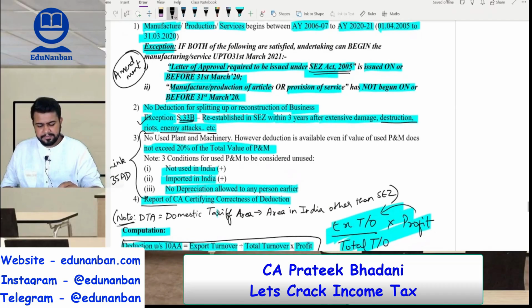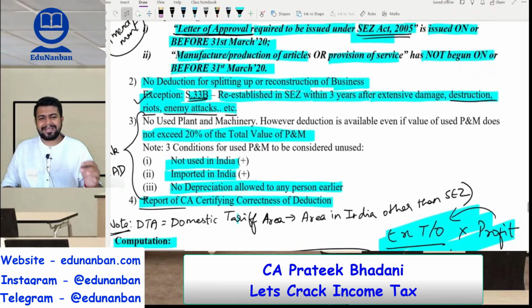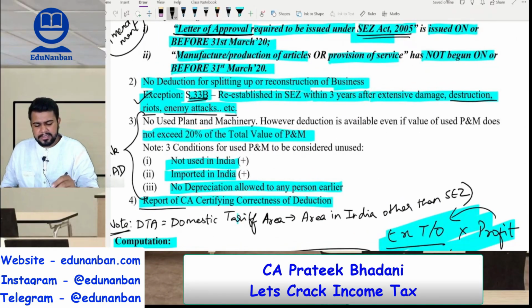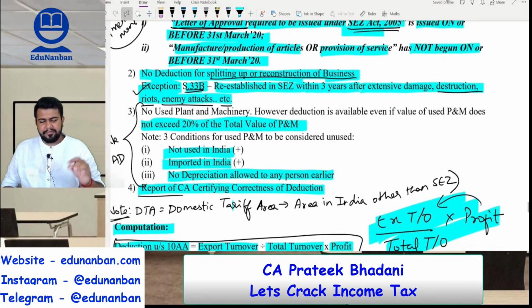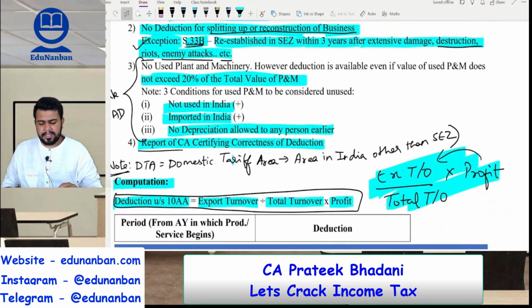Okay, next, the unit in the SEZ should be a new unit. It should not be formed by splitting up or reconstruction of an existing business. However, if an assessee is covered under section 33B, then this condition is not applicable. Okay, not so important, ignore it.